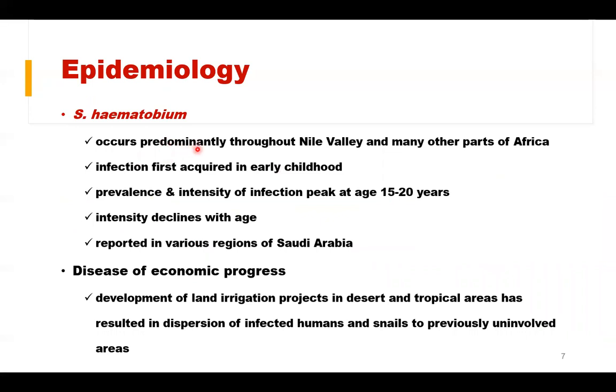With S. haematobium, infection tends to occur predominantly along the Nile Valley and many other parts of Africa. The infection is first acquired in early childhood. Then prevalence and intensity of infection peak at around age 15 to 20 years. Intensity declines with age, and that's because as you get older, you send the kids to fetch water, so you are no longer exposed to the agents. The organism has also been reported in various regions of Saudi Arabia. I've included a journal article discussing this.